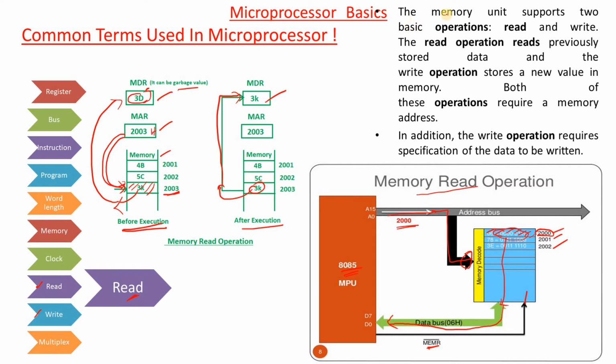See here, the memory unit supports two basic operations, read and write operations. The read operation reads previously stored data, and the write operation stores a new value in memory. Both of these operations require a memory address. In addition, the write operation requires specification of the data to be written.